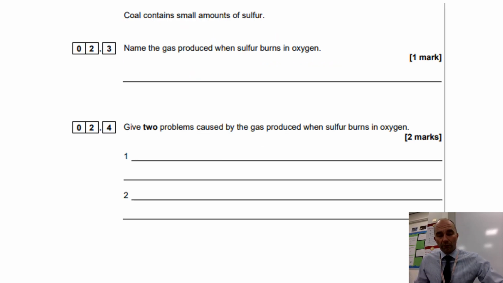Now coal is quite an unpleasant material because it contains small amounts of sulfur. We need to name the gas produced when sulfur burns in oxygen. Well, we're basically oxidizing sulfur. So we're actually producing a gas called sulfur oxide, better known as sulfur dioxide.